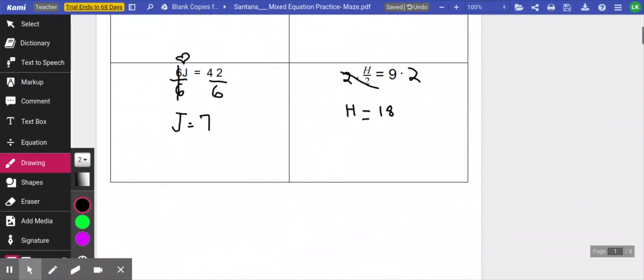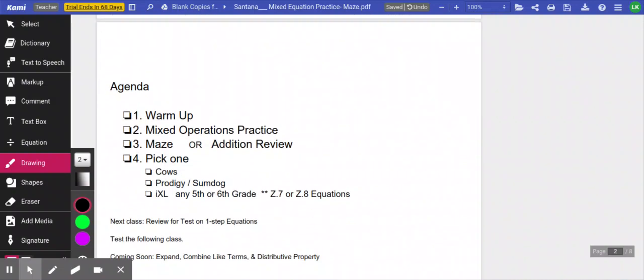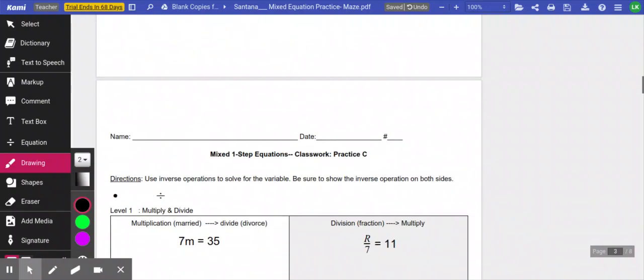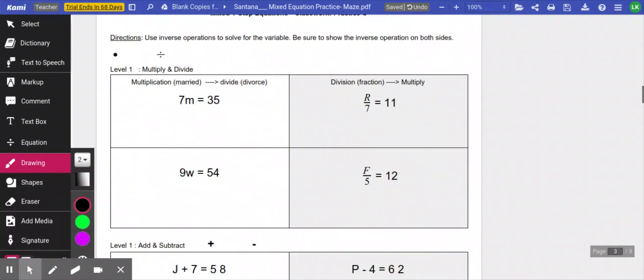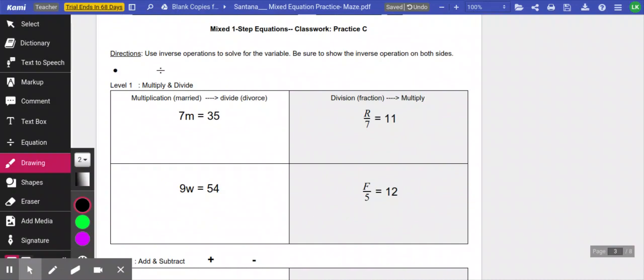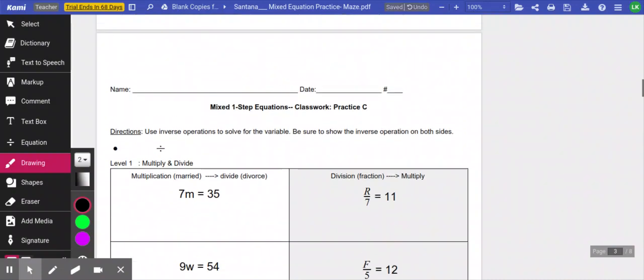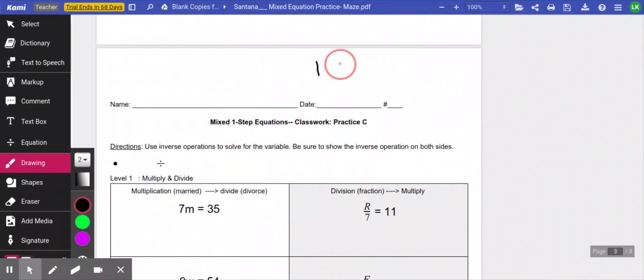All right, we're going to move on to the next page. We're going to be completing pages 1, 3, 4, and 8. In case you missed that, that's page 1, 3, 4, and 8. 1 was your warm-up. 3 and 4 is the classwork practice. And 8 is the independent practice.